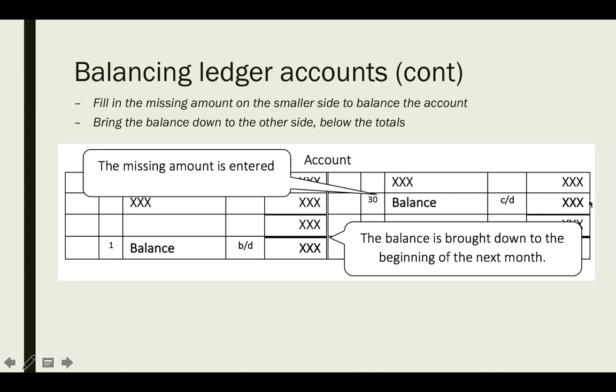So I enter that missing amount over here, and then I need to bring it down to the beginning of the next month. So this over here is the same as that amount over there, but above the total I call it the balance that I'm going to carry down, and below the totals on the first of the next month I will call it the balance that I have brought down. This is then the amount that I'm going to start the next month with, and then I will add my further transactions to that.